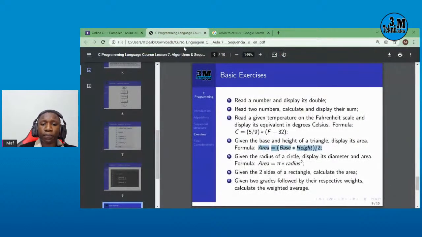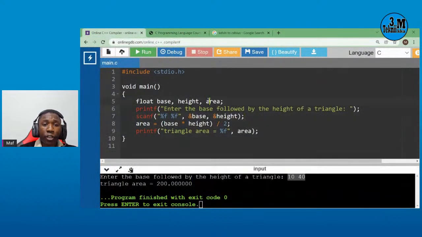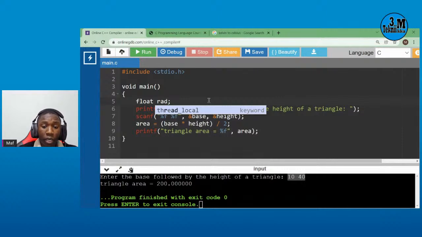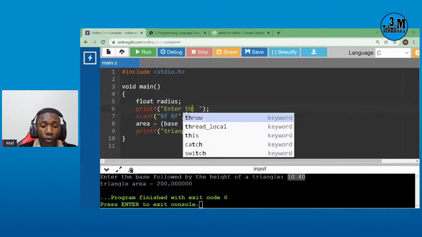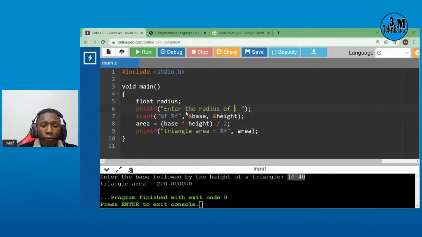Let's go to the other. Oh, this is the area of a circle. Let's say a circle is identified by its radius. Okay, radius. This is the radius. Enter the radius of a circle. The radius of a circle is entered by the user here, just the radius, without any other information.